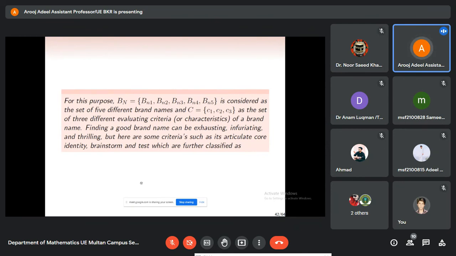Finding a good brand name can be exhausting and thrilling, but there are some criteria such as articulate core identity, brainstorm, and test, which are further classified. We choose these criteria basically: articulate core identity, brainstorm, and test. But we further classified these criteria into 4 different other characteristics because we are using the technique of the M-polar hesitant fuzzy set, and here in this case we choose M equal to 4 because M is an ordinal number.